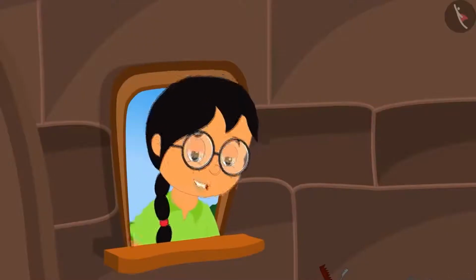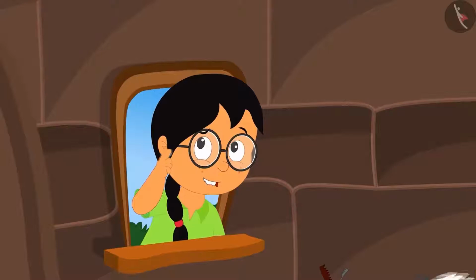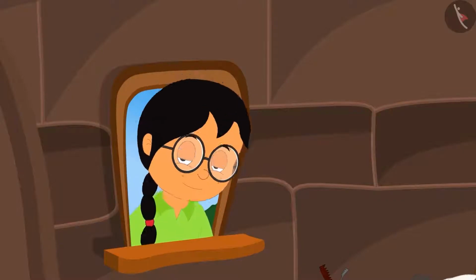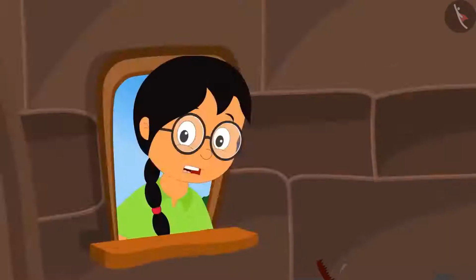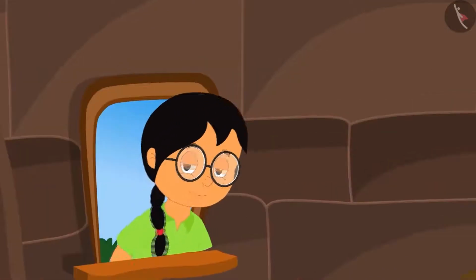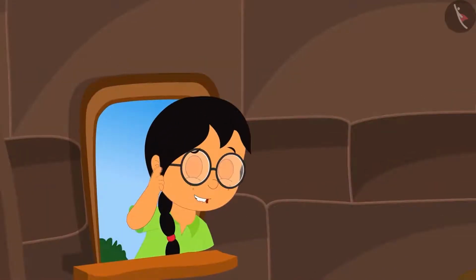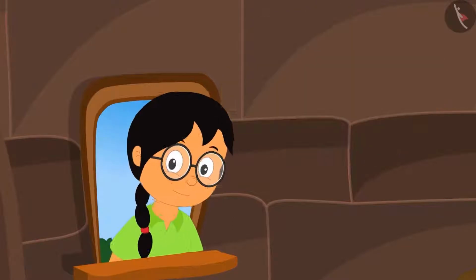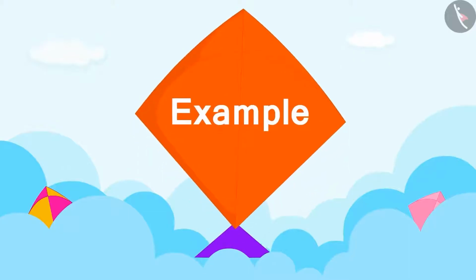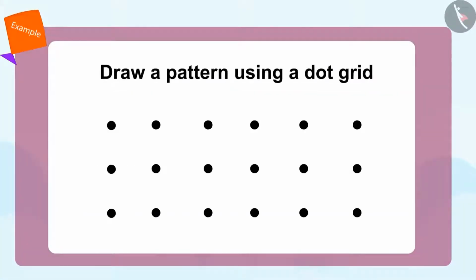Meenu thinks how can she make this pattern using the dot grid. Suddenly, Meenu sees a dot grid on his trousers. Meenu is shocked. With the help of a dot grid, this pattern can be easily made, Meenu thinks to herself. Come children, let's take a look at how Meenu makes this pattern using the dot grid.